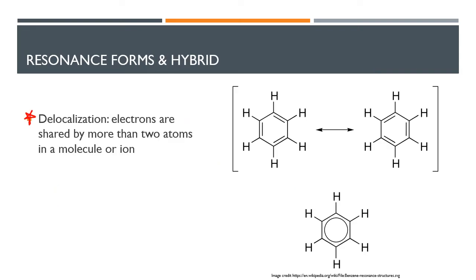Delocalization is this idea that electrons are shared by more than 2 atoms in a molecule or an ion, which means that they don't get stuck right here, but instead they can move around. We have delocalized electrons, and delocalized electrons that can move a lot usually confer some special properties.